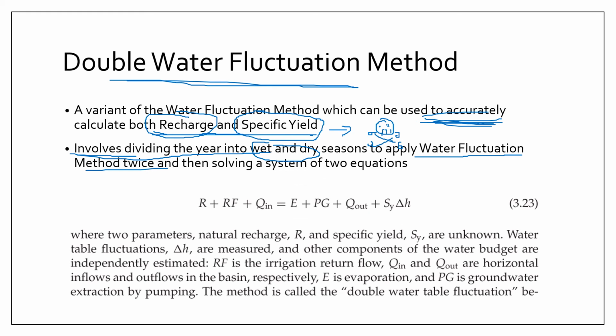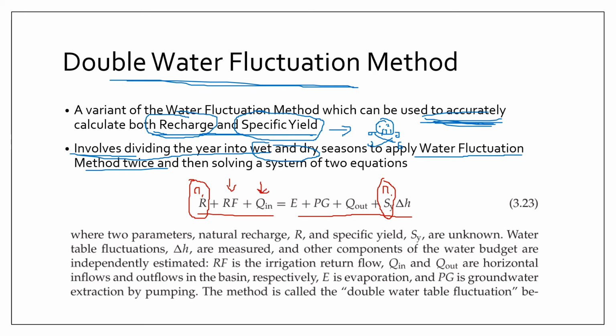What happens here is we have this system of two equations. All right? And we don't know recharge, we don't know specific yield. We don't know these two numbers, and what we have to do is apply the water table fluctuation method to get numbers for your RF, which is your irrigation return flow, and then your inflow, the water inflow into your basin.